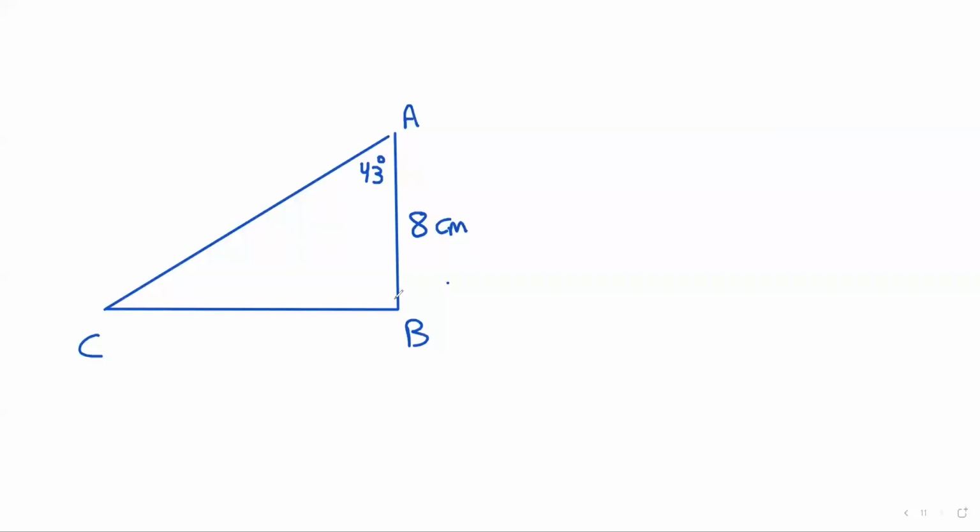Here in this triangle, this angle is 43 and this side is 8, and we want to get AC. So determine what we have. We have this angle 43, and also we have the adjacent side. AB is the adjacent side, AB equals 8. And we need to get the hypotenuse. The hypotenuse here is AC.